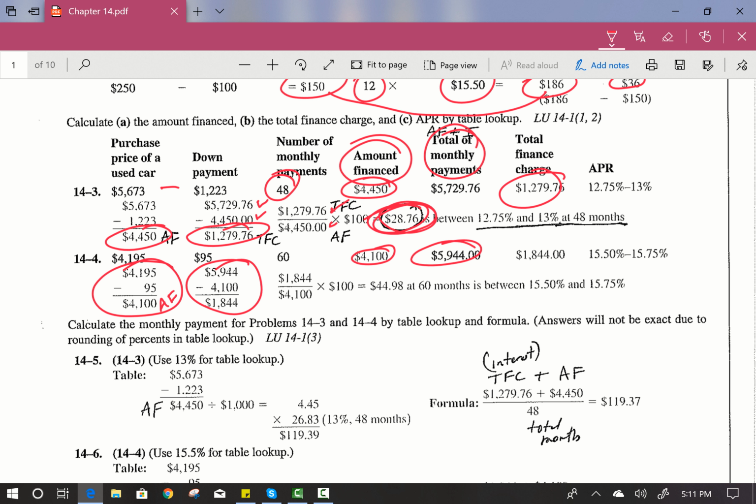So if you subtract out your principal, the remainder is your interest of $1,844. Then we want to calculate for the APR. I'm going to take $1,844, which is the finance charge, and divide that by the amount financed, $4,100, and then take that times the table value of 100, and that will give me the table lookup of $44.98 at 60 months. So I'm going to go back to the table, $44.98 at 60 months.